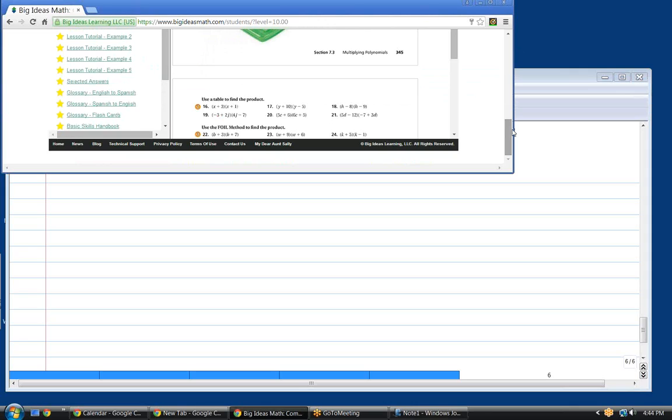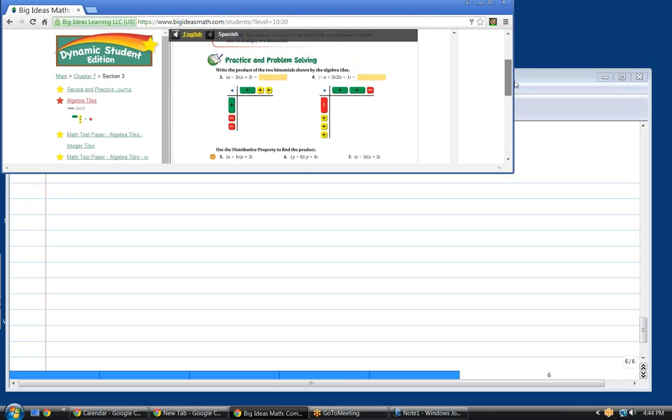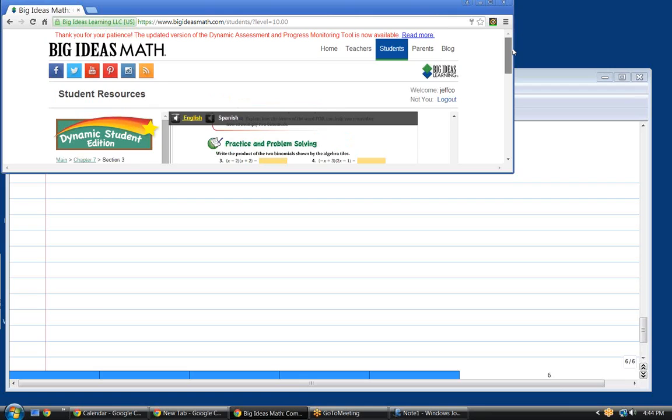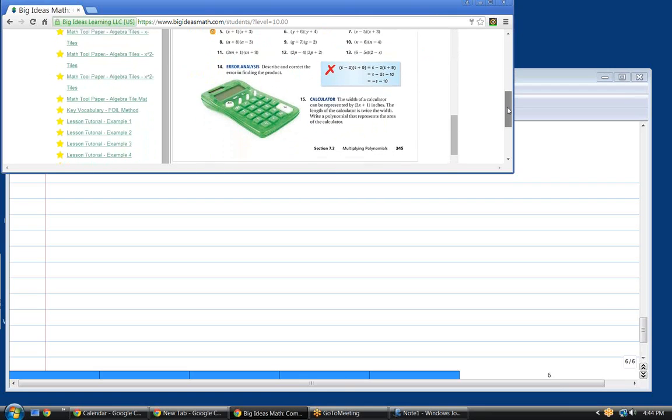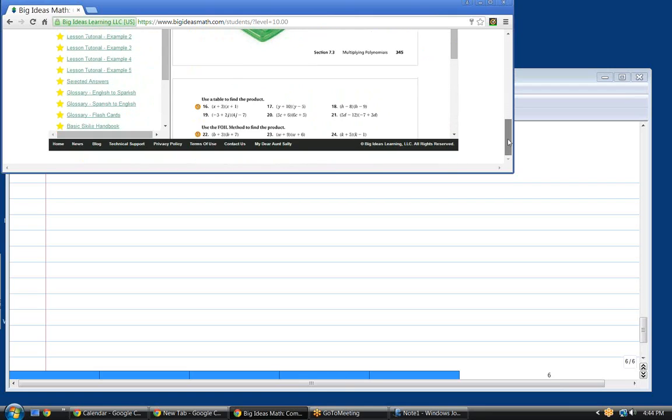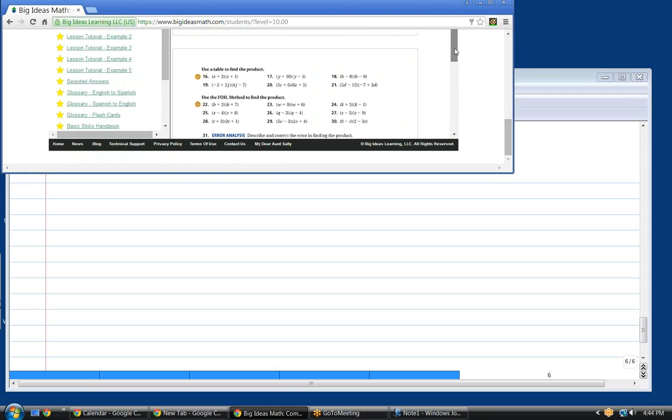Why does it say use a table to find the product? Oh, there are these things called algebra tiles, which I don't really like. I don't either. To me they confuse the issue. It's a simple enough thing to do. Here's a FOIL method.